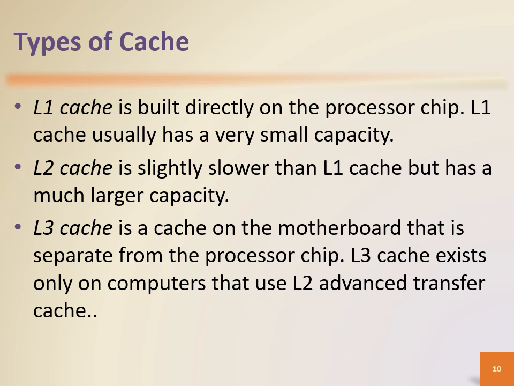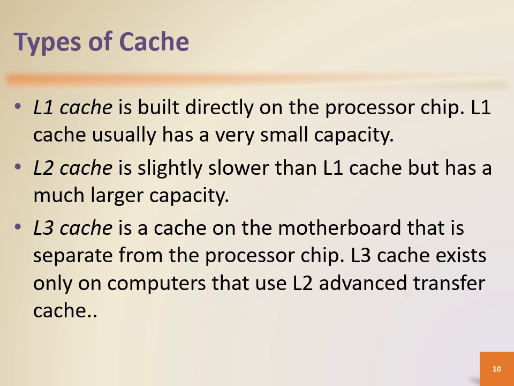So L1 cache is built directly on the processor. So it has a very small capacity, but it is very fast. L2 is slightly slower than L1, but it has a larger capacity. And L3 is on the motherboard, separate from the processor, and it exists on only some of the computers, not all sorts of computers.